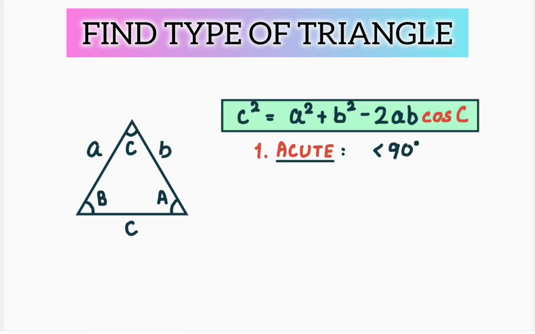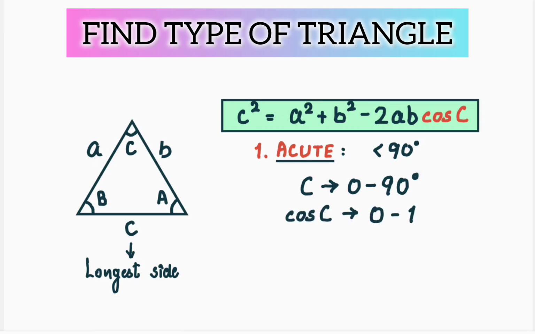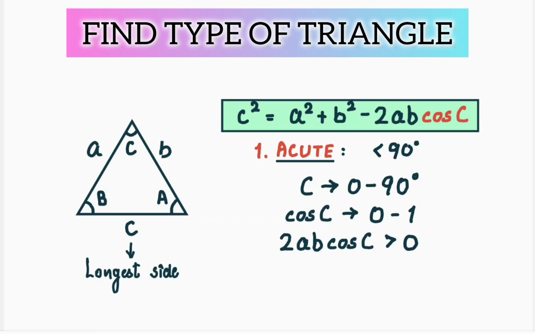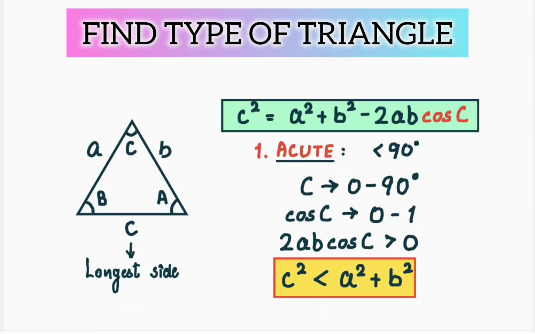First, let's take an acute angle triangle where all angles are less than 90 degrees. Since we know the sides of the triangle, take C as the longest side. So angle C can be anywhere between 0 to 90 degrees and cos C will lie from 0 to 1. If you don't remember this, let's look at the graph of cos theta. Focus on this region. When theta goes from 0 to 90 degrees, the value of cos theta ranges from 0 to 1. This makes 2ab cos C greater than 0 and C square less than A square plus B square. And this is valid for any acute angle triangle.